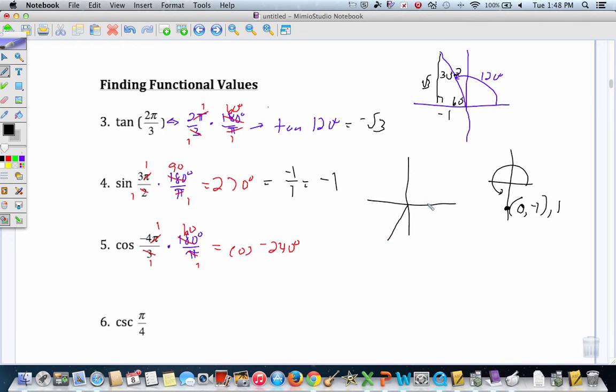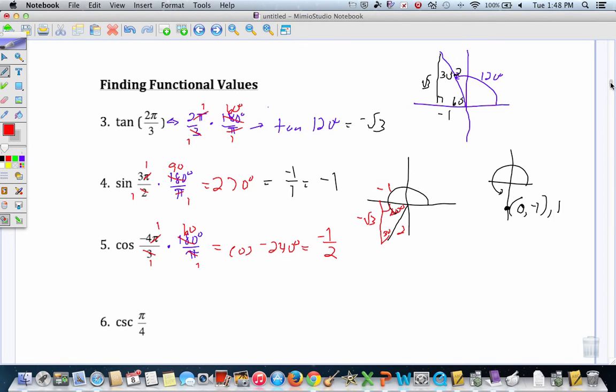Again, hoping that we're able to sketch that angle. 240 would be right down in here, which would give me a reference angle of 60 degrees, and a reference triangle. I'd have a 30, 60, 90, or 1, square root of 3, and 2. We're in the third quadrant, so both x and y are negative. Cosine being x over r, so our cosine would be negative 1/2.